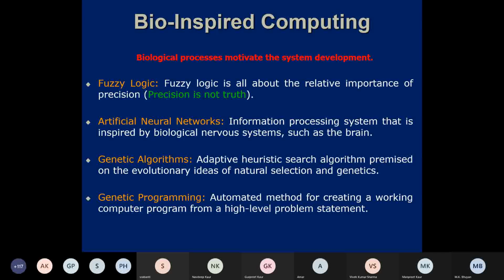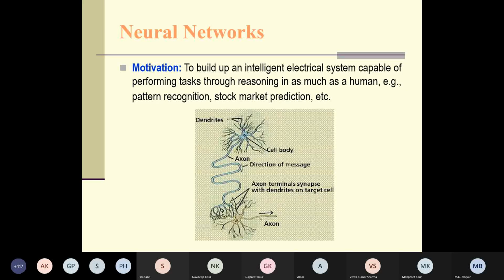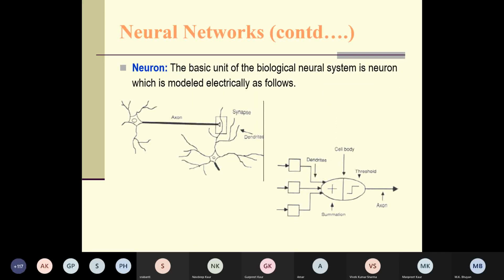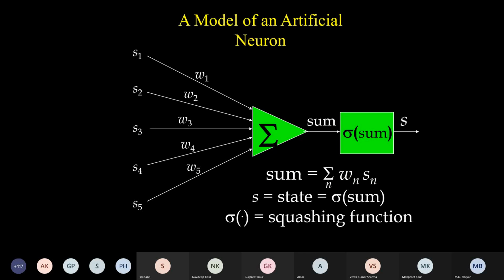That is the concept. You can see the left diagram and the right one. In the right, I am showing this: signals are collected by the dendrites, all the signals are summed up, and if the sum value is greater than a particular threshold, then I will get a signal that can be transmitted via the axon.